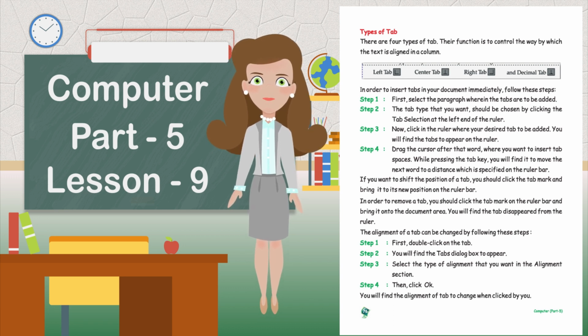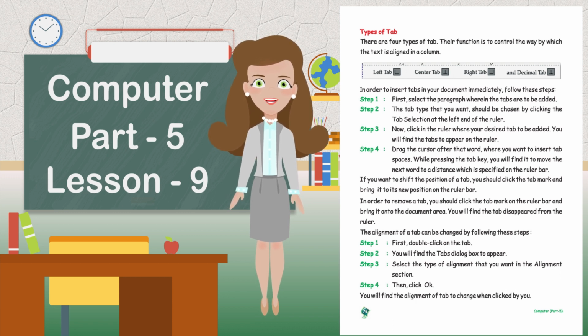While pressing the tab key, you will find it moves the next word to a distance which is specified on the ruler bar. If you want to shift the position of a tab, you should click the tab mark and bring it to its new position on the ruler bar. In order to remove a tab, you should click the tab mark on the ruler bar and bring it onto the document area. You will find the tab disappeared from the ruler.